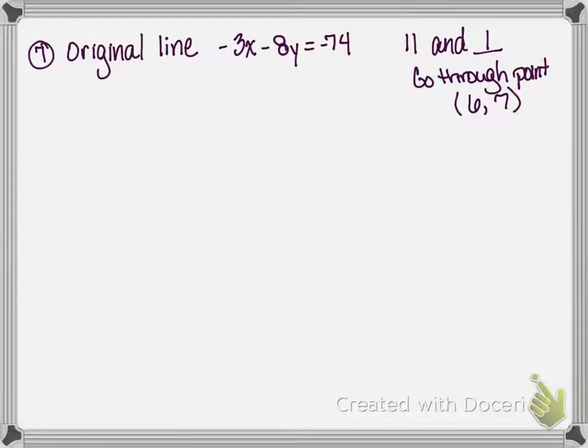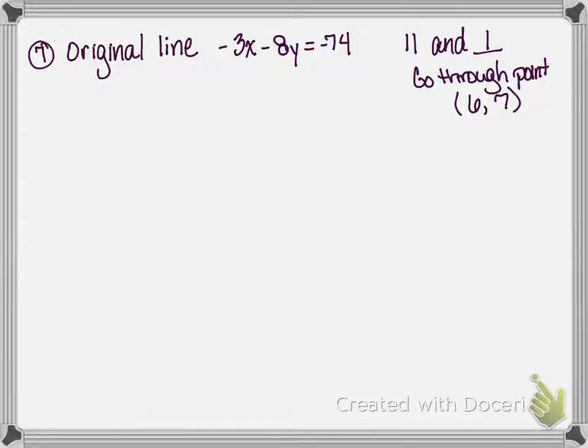Number 7 is kind of one that I messed up. So let's talk about why I messed it up. So what I have here is I have an original line. My original line is -3x minus 8y equals -74. I have asked you to find the parallel line and the perpendicular line that goes through the point 6, 7.